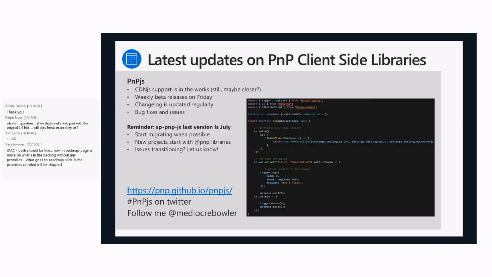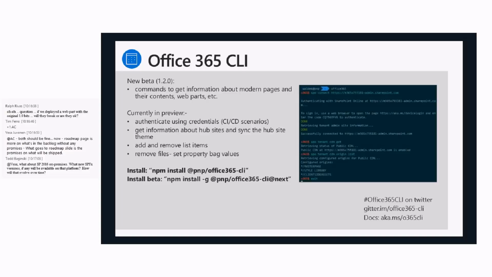So that was a quick update for the PnP client libraries. Stepping now to the Office 365 CLI. Before I do this again, I'll see if Waldeck is on the call. I don't think he is. So I will do the update for the Office 365 CLI today.